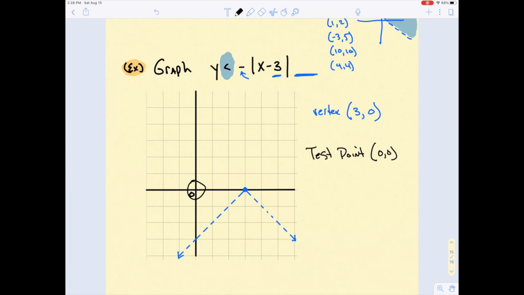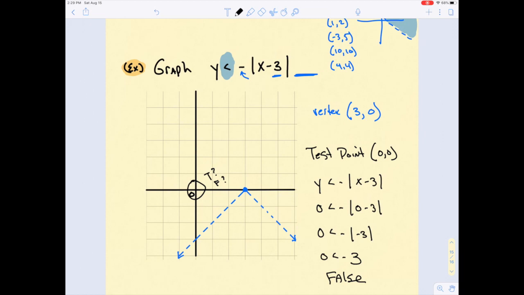We're basically testing whether that thing is true or false. So I'm going to take my inequality and I'm going to substitute 0, 0 in both x and y. And then I simply evaluate. I'm just trying to determine whether this thing is true or is it false. So 0 is less than negative, let's see, 0 minus 3 is -3. The absolute value of -3 is 3. And 0 is less than -3. This is false. Because that's simply not a true statement, right? 0 isn't smaller than -3. So that means that this (0, 0) is false.